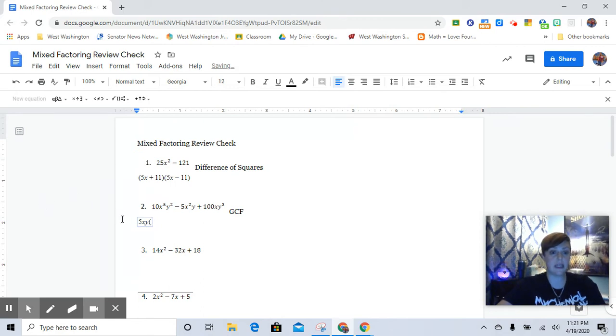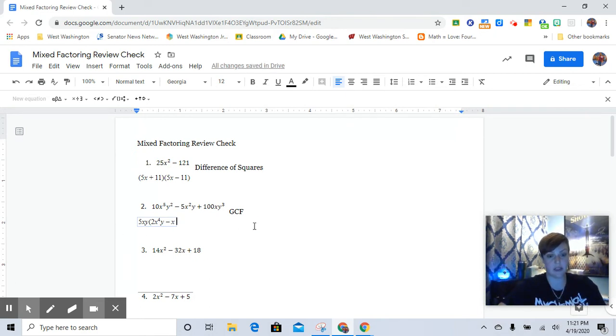And so I'm going to divide each of these terms by this. So 10 divided by 5 is 2. X to the 5th divided by x is x to the 4th. Y squared divided by y is just y. Minus, because that's the sign that's there. 5 divided by 5 is 1. X squared divided by x is x. And y divided by y is just 1.